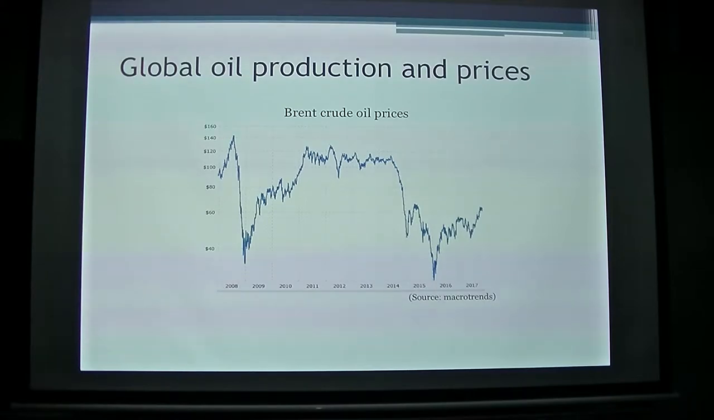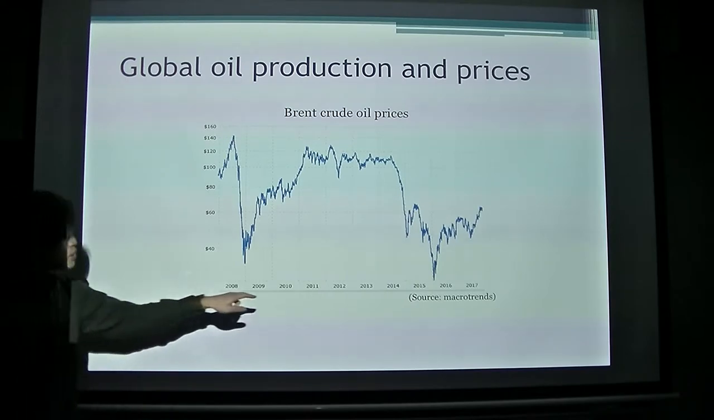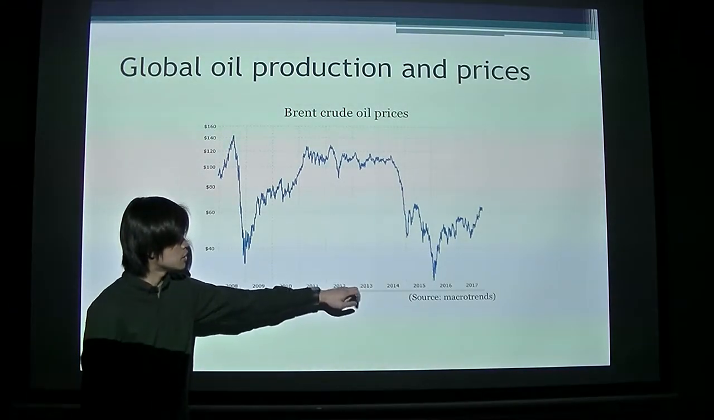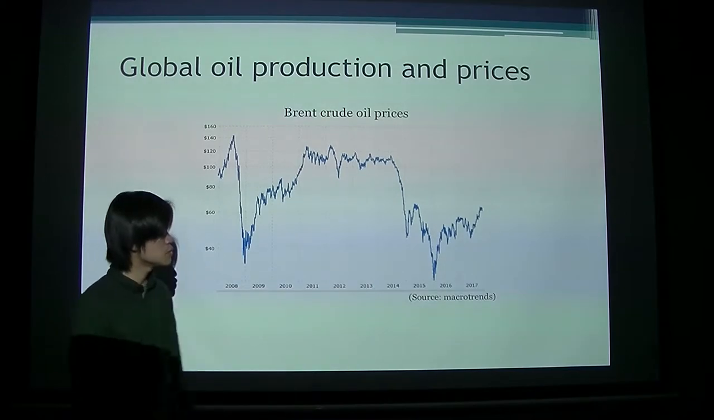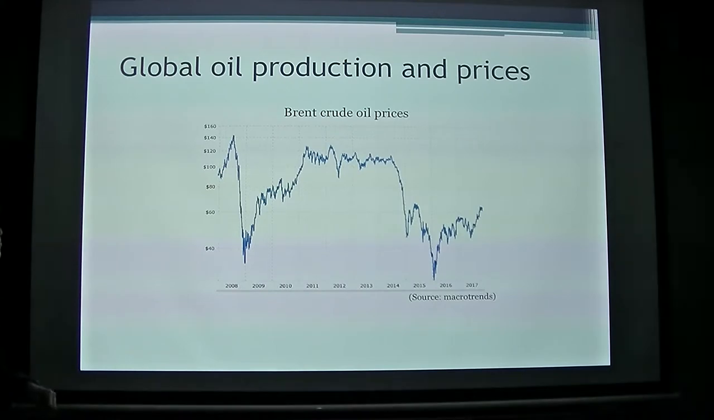So that was the production of oil, and this is for the prices. This is during the recession where the prices of oil, just like most of the sectors in the world at that time, were not doing well. But over time, it was improving. And suddenly, sometime in 2014, starting June 2014 to be exact, the prices of oil started to drop.